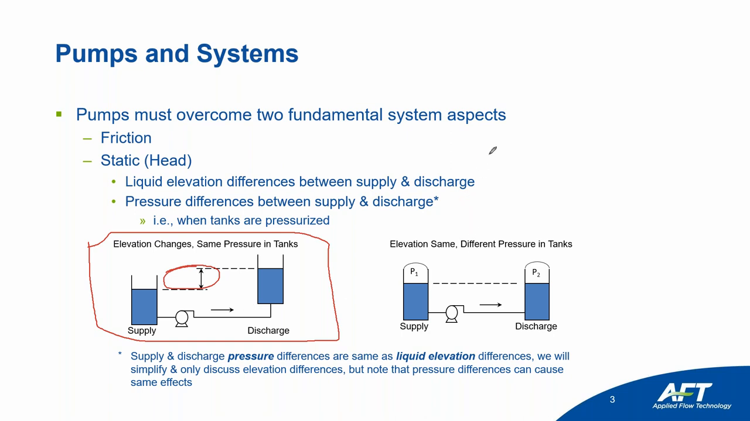However, when you get into a situation where you have multiple branch paths, perhaps another reservoir or two in your system, and maybe they all have different liquid elevations, the static head is not very clear in that case. We're going to talk about that later on when we get into system curves for multiple branch flow paths. So for a simple single path, just like what we're talking about here, the static head is simply your change in elevation from the supply to discharge.